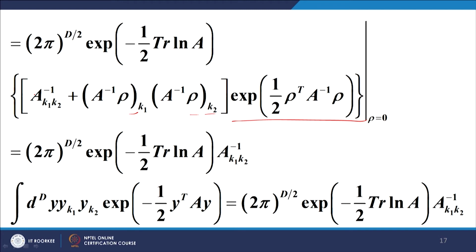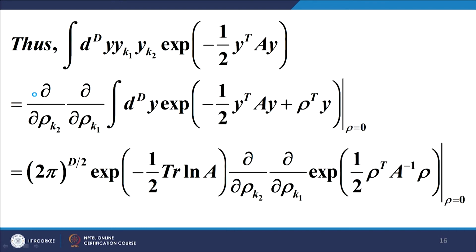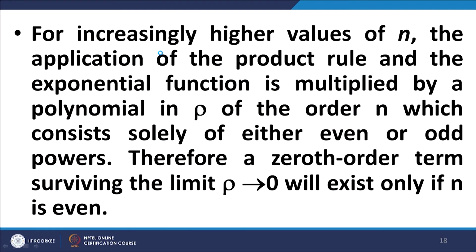So, what we get is 2 pi to the power d, exponential minus 1 by 2 trace log this thing, and A inverse k 1 k 2. So, this is for two quantities, two y's, y k 1 y k 2 appearing in the integral.